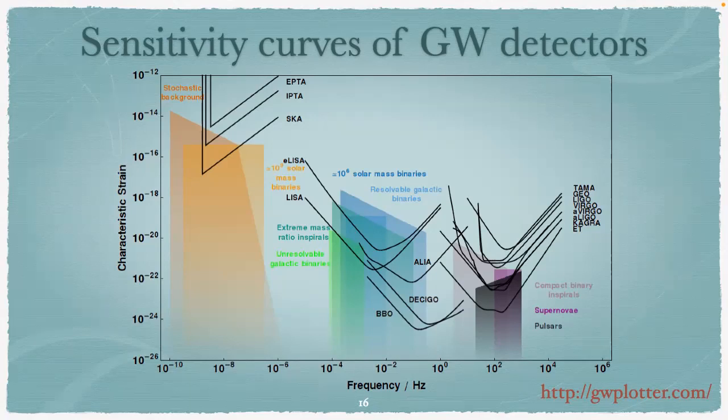Yes, LIGO, Virgo, KAGRA, these three exist. Okay, and so if we trace the LIGO curve down, it just barely hits the compact binary inspiral. Yes.